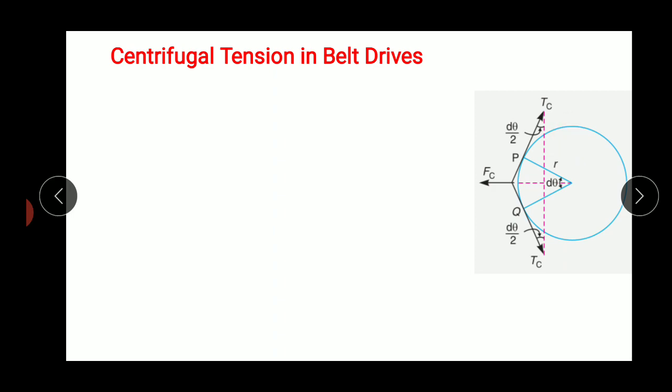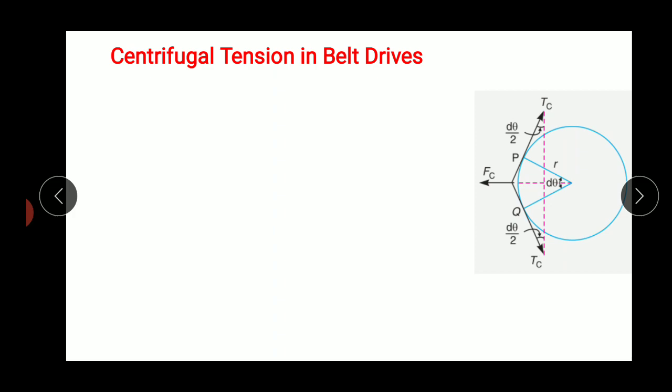Due to the rotation of the pulley, the part of the belt which is in contact with the pulley is also rotating along with the pulley. As the belt is rotating, due to rotational motion the belt experiences a centrifugal tension. The centrifugal tension is always a centrifugal force, and that centrifugal force is always away from the center of rotation. The center of rotation is the center of the pulley, so the force is directed away from the center of the pulley.